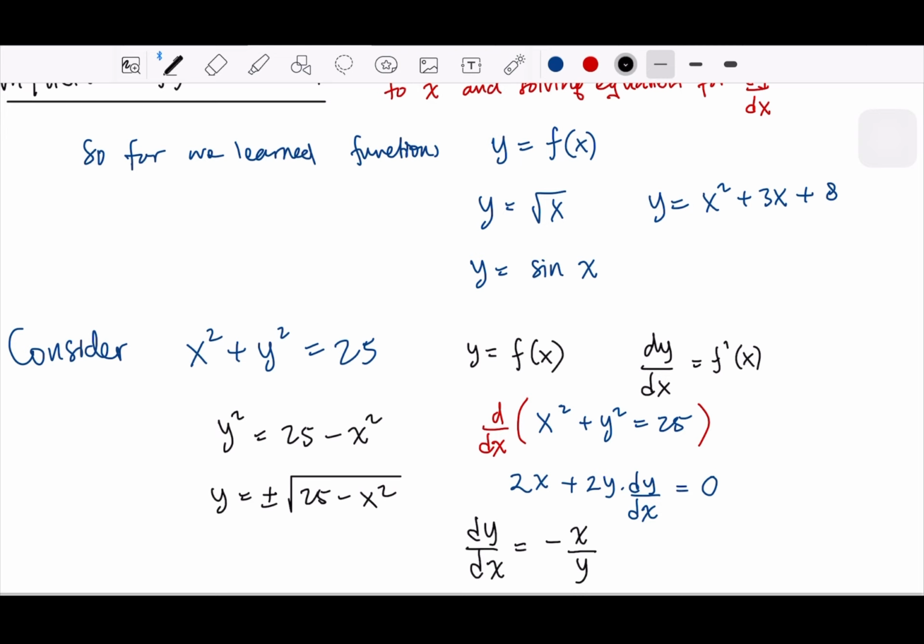So that's what implicit means: the dy over dx will implicitly appear when you try to take this derivative. So if the question is what's the derivative of this, then this will be your answer.